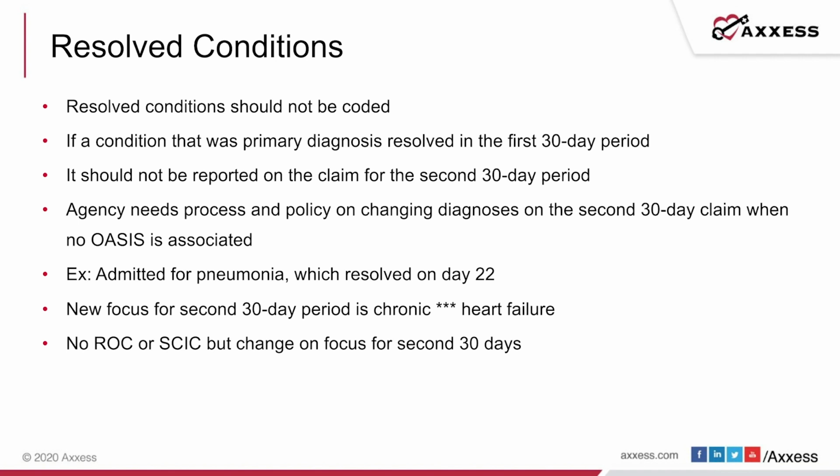And I've got asterisks there because that's just to show you, if it's at all possible, get them more specific. Is it chronic systolic? Is it chronic diastolic? Is it acute on chronic? What kind of heart failure are we looking at? That's the code you want to use because it's more specific. And you would do that when there's no resumption of care or SCIC, but your change in focus has happened for the second 30-day billing period.